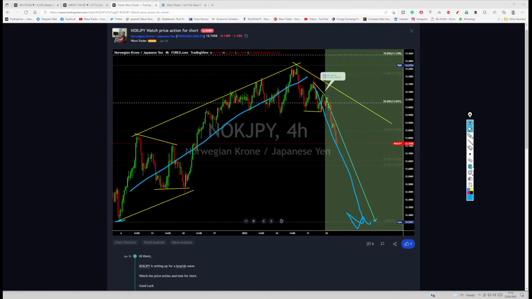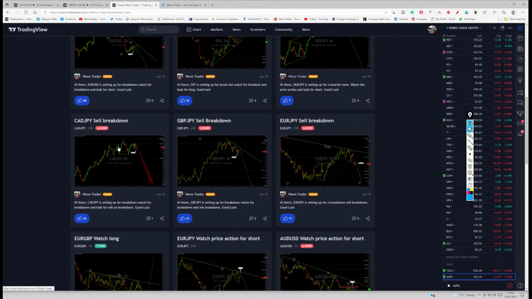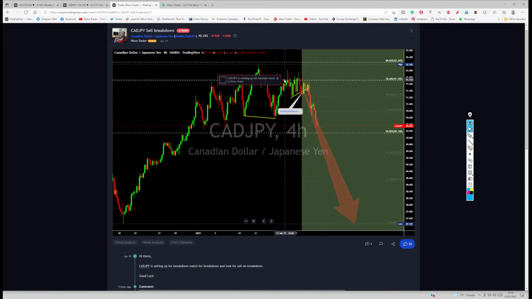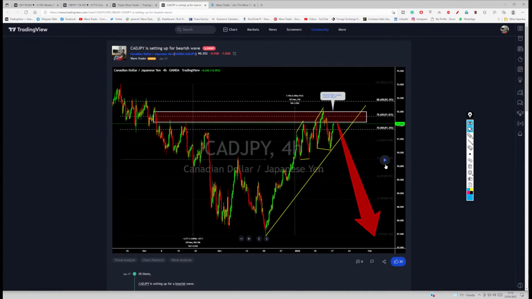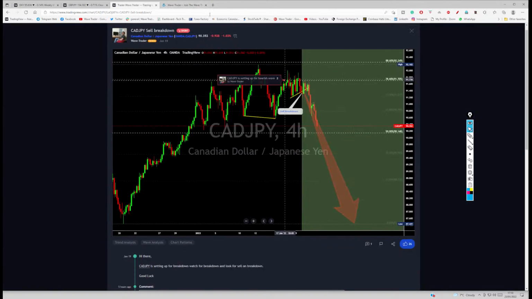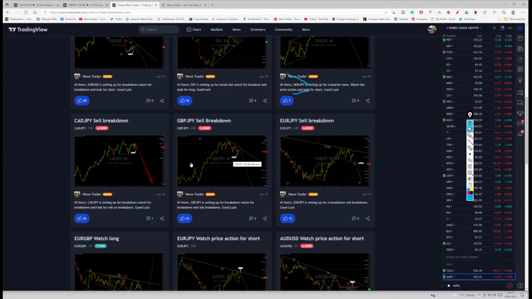And the next one is the CAD/JPY. CAD/JPY is also dropping from that top. We were expecting it to hold that daily top, or 4-hour time frame top. So it held that top and started to drag lower. And we were expecting this symmetrical triangle to break out and head lower. So it's dragging lower too.